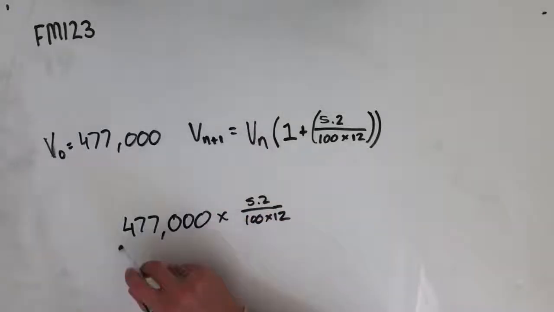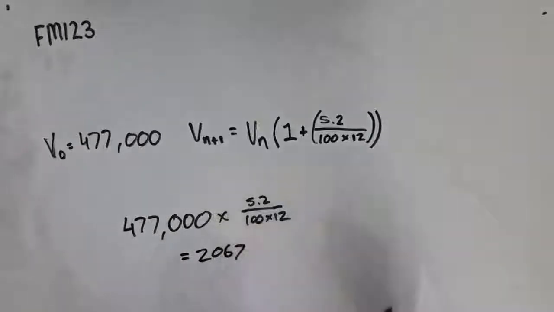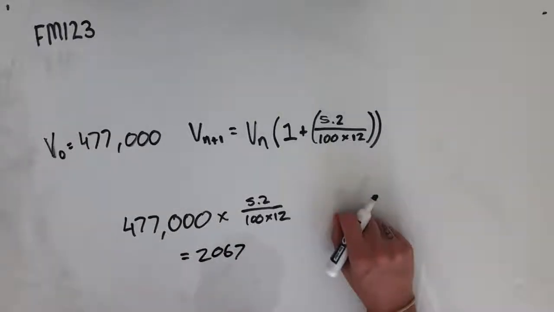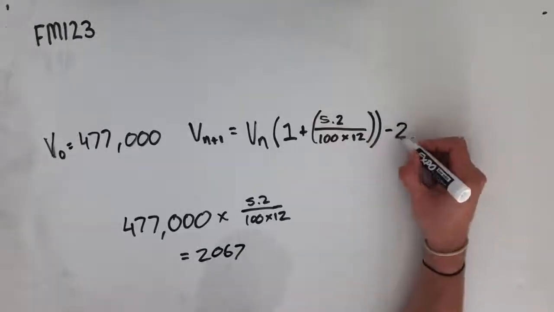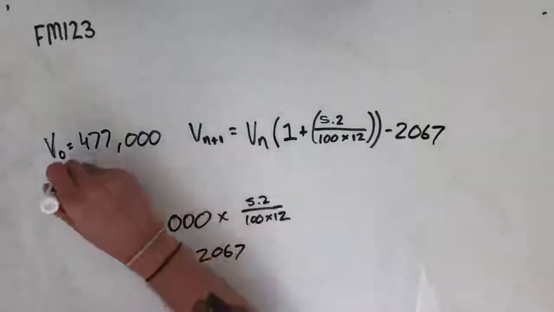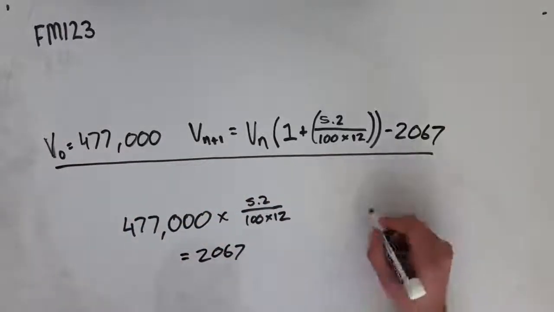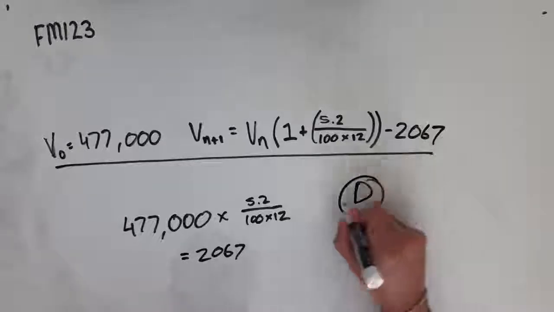So if you plug this into a calculator, that should give you an answer of 2,067. And since she is paying that off each month, we're going to minus 2,067, and that gives us our recurrence relation, which looks very much like option D in this question.